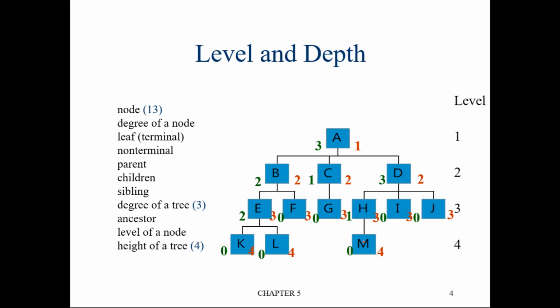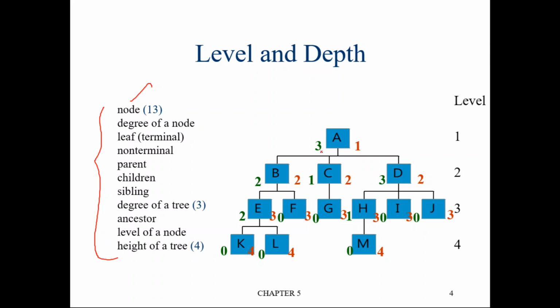Now let us try to understand all these terminologies. Node, you know what is a node? A node is nothing but any vertex in a tree. So A is a node, B is a node, C is a node, D is a node, all these are nodes. So how many nodes are there in this tree?